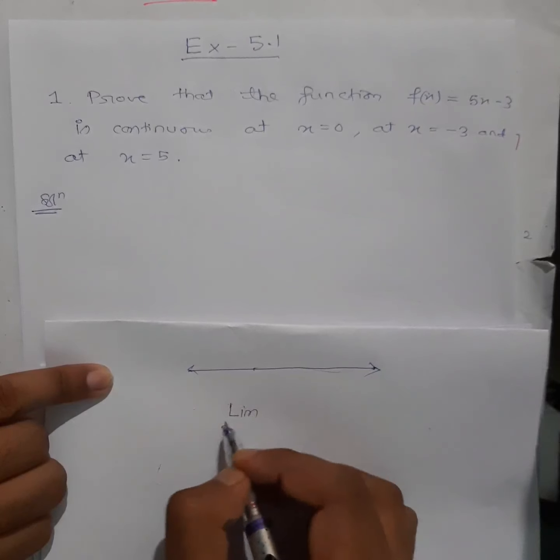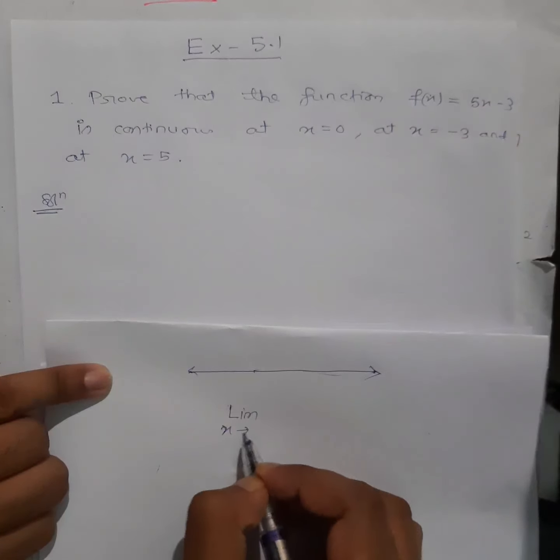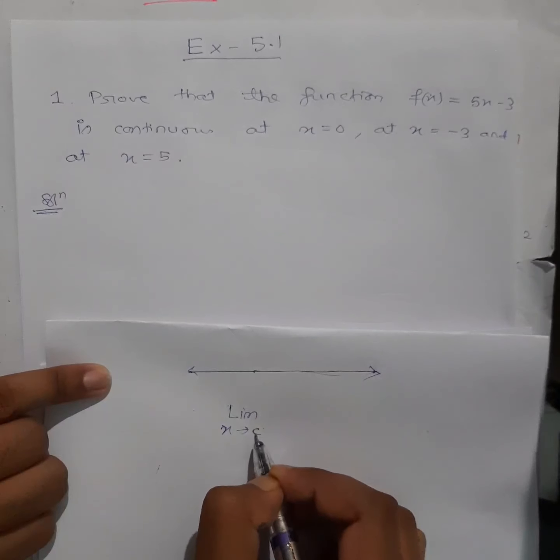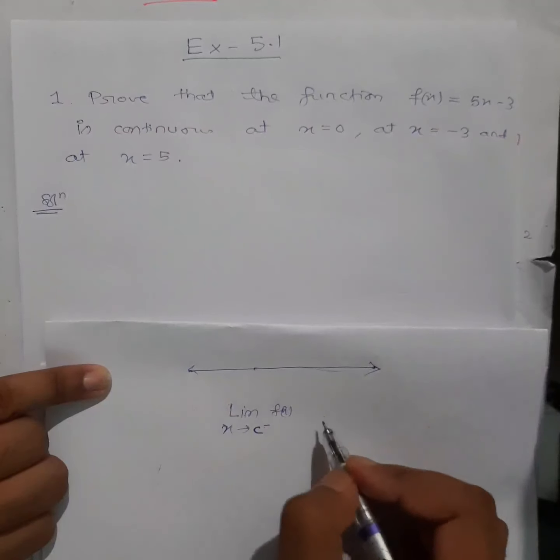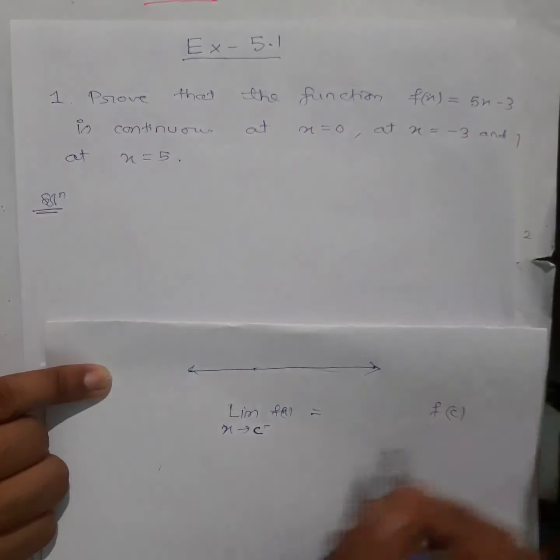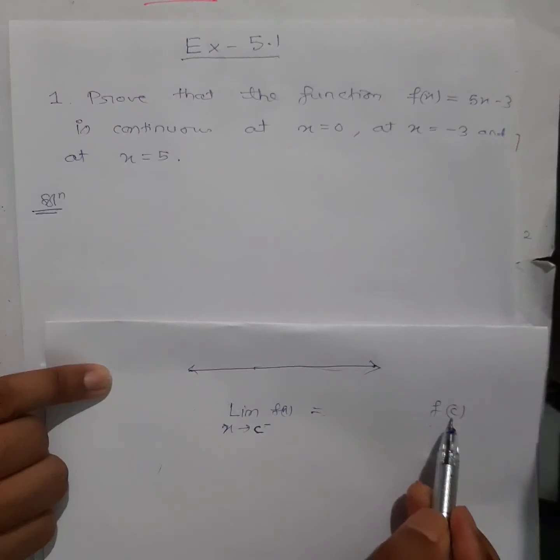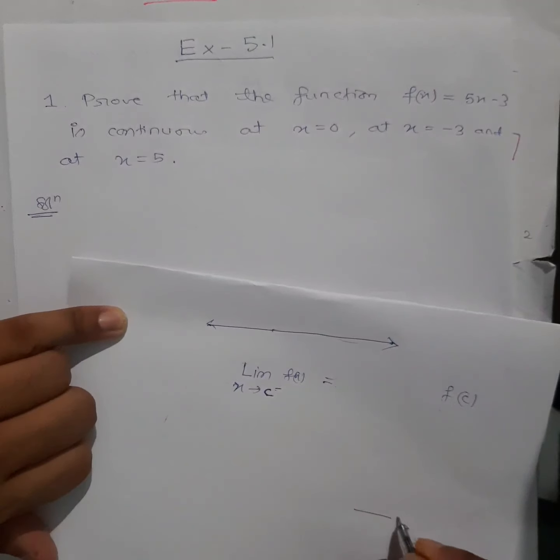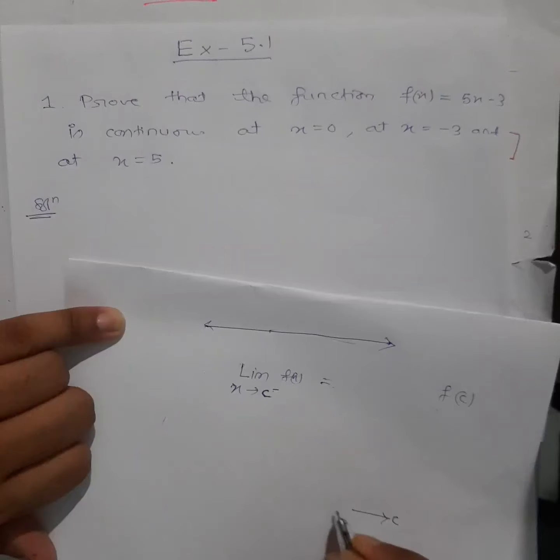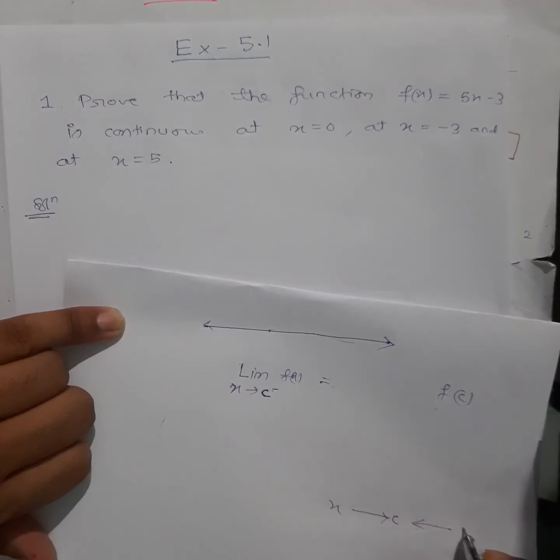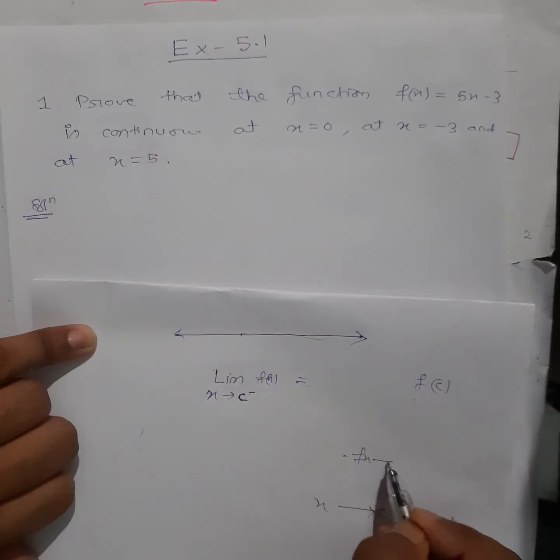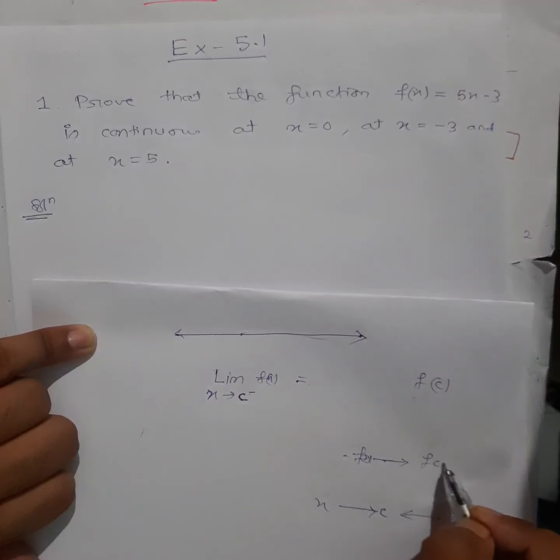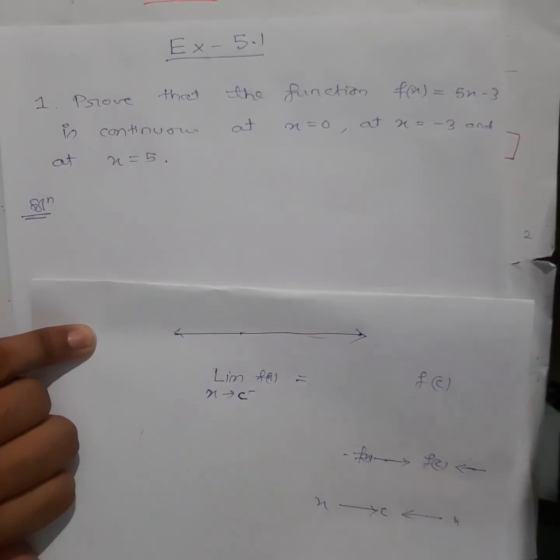Limit, left hand limit, you can simply write x tends to c. If you want to show it at a particular point, then take c minus, this is your left hand limit, your f(x) will tend to something. What is that something? f(c). If you take x equal to c, your y value will be f(c), right? So as x tends to c from the left side as well as from the right side, your f(x) also will tend to f(c) from left as well as right.